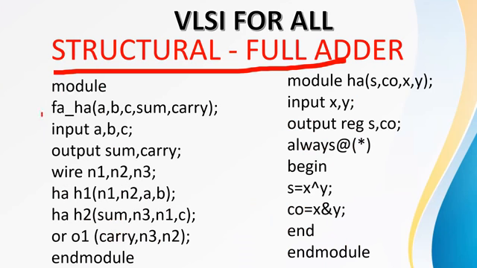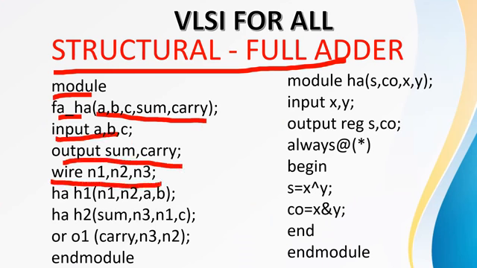What does structural full adder indicate? Here we are using module full adder, with inputs A, B, C and outputs sum and carry. I'm declaring N1, N2, N3 as wire. Even if you don't declare them as wire, it is fine. By default, if you use any of the variables, it takes it as wire itself. So this is not necessary. For your observation, you can write it. Okay. So we are using two half adders to build a full adder circuit.